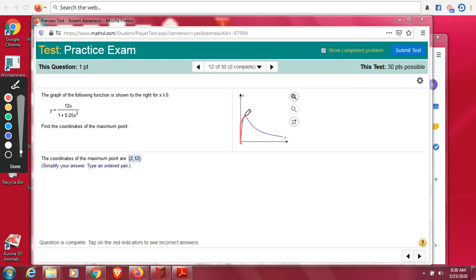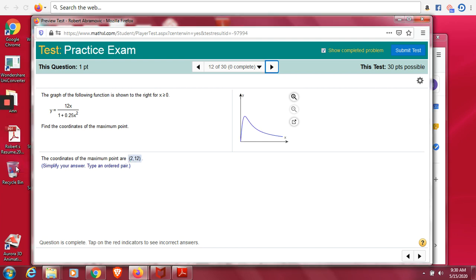Remember from the first derivative test, if a function changes from increasing to decreasing, the function has a local max at x equal to 2. It has a local max at the critical number where the function changes from increasing to decreasing.